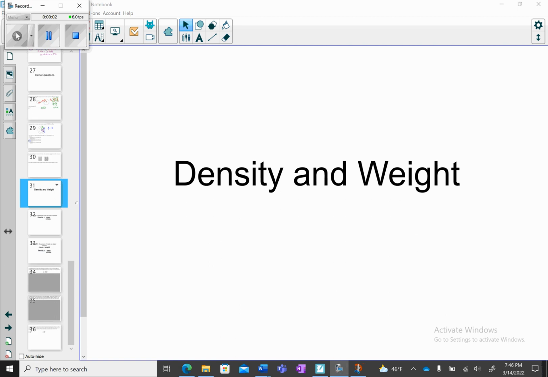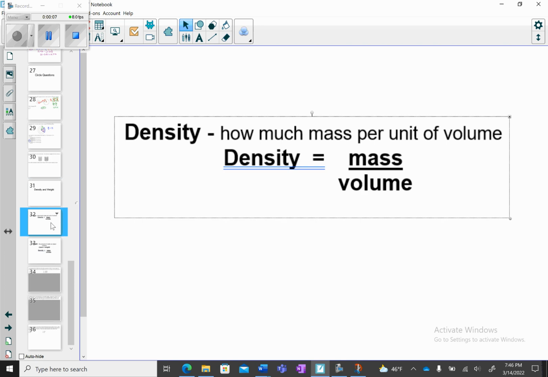Hi everyone, in this video we're going to be discussing density and weight. Density is how much mass per unit of volume. The formula we're going to be using is density is equal to mass over volume.